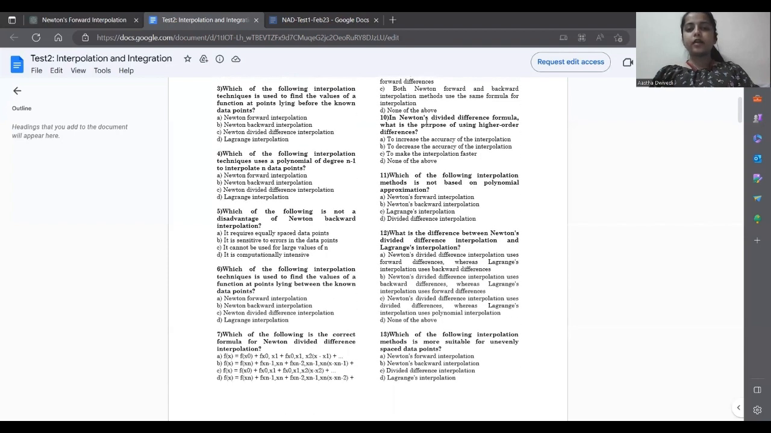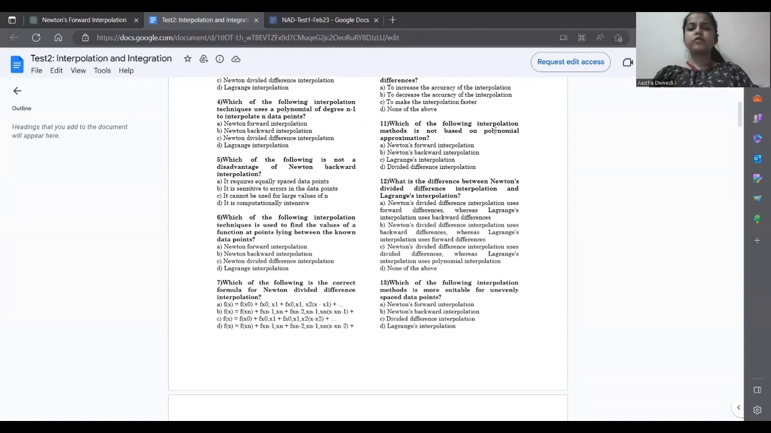Next question. In Newton divided difference formula, what is the purpose of using higher order difference? To increase the accuracy of interpolation, to decrease the accuracy of interpolation, to make the interpolation faster? None of these. The correct answer is to increase the accuracy of interpolation. We use higher order differences.